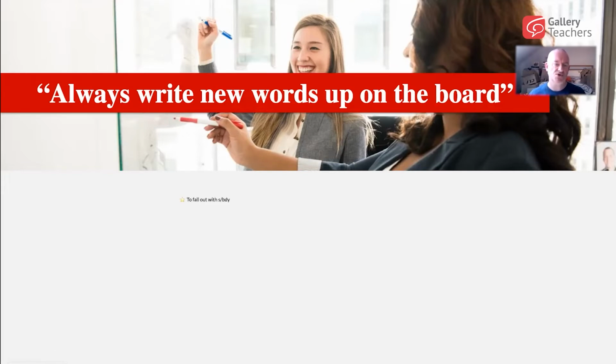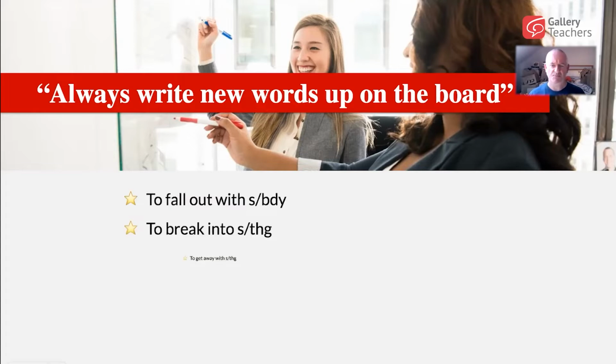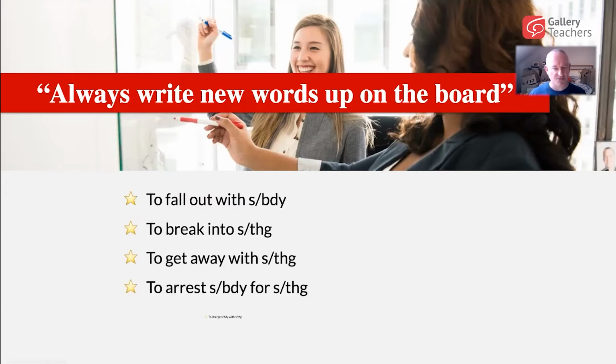And instead, what students got on the board was things like to fall out with somebody, to break into something, to get away with something, to arrest somebody for something, and to charge somebody with something. And I was always told to write "to" when you were presenting a verb so that students knew, oh, it's a verb. Even though I now realise nobody actually walks around saying, "to fall out with somebody." It's not really what we do with the language, but this was the way I was trained to think about presenting.